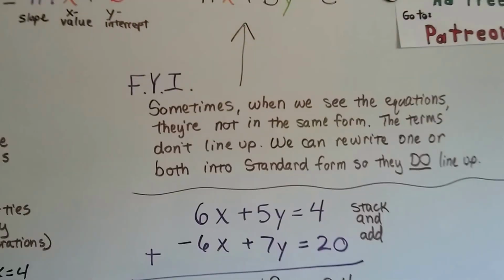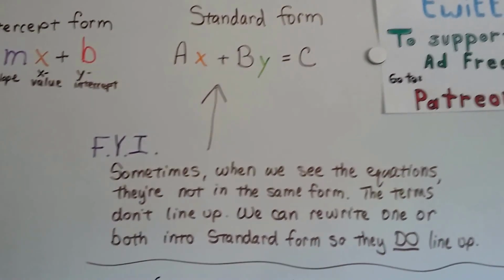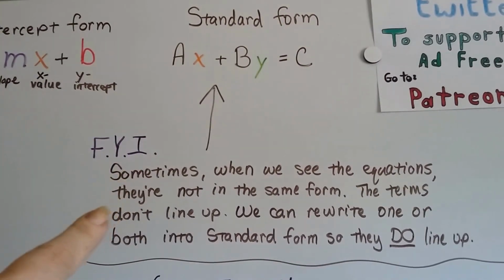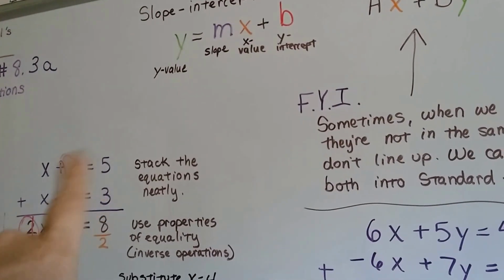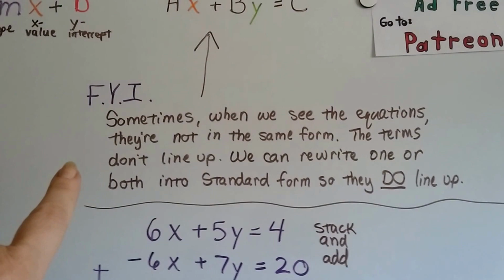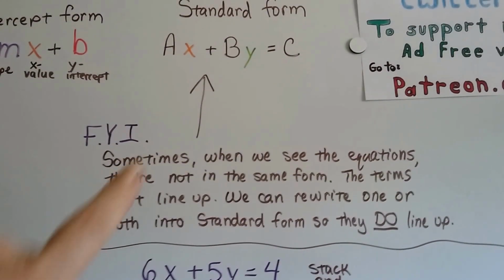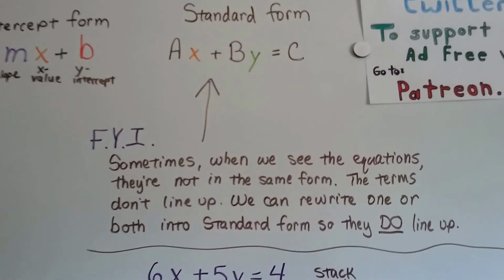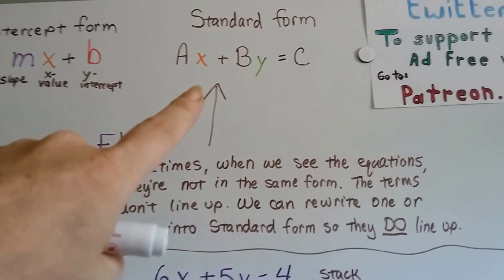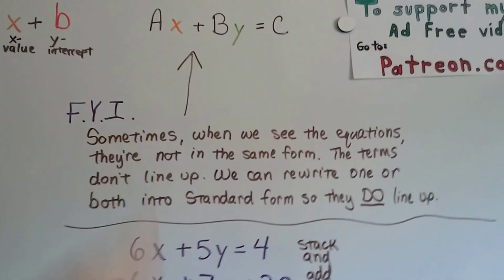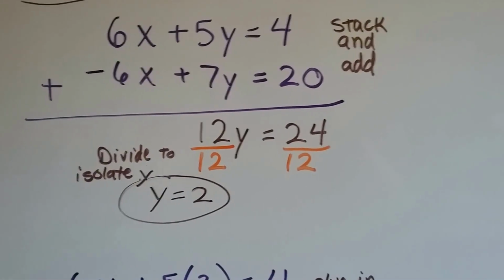All right. So, just so you know, we're not going to do it in this equation, but we will be doing it coming up probably. This is FYI, for your information. Sometimes when we see the equations and they're not in the same form, these were nice because they were both almost identical. Well, when they're not in the same form, the terms don't line up. So we can rewrite one or both into the standard form like this, so they do line up, okay? Or you could even write it like this, but this is the preferred method, okay? You write them in standard form, so they do line up. So now we have this one, and these two do line up, so we don't have to rewrite them.